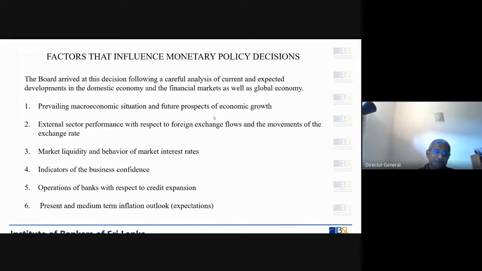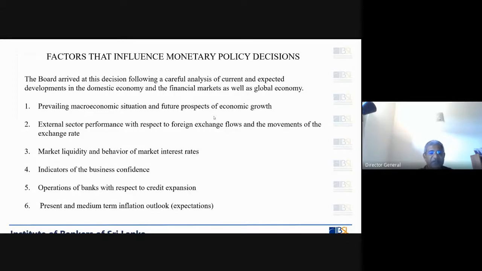External sector performance with respect to foreign exchange flows and movements of the exchange rate. The same thing, as I said. Market liquidity and the behavior of market interest rates. They look at what is the liquidity situation, what is the behavior of market interest rates. They look at indicators of business confidence. This is about the investors' feelings about the near future. The statistics department of the central bank conducts a business confidence survey. When we discussed the departments, you may remember, the statistics department collects data related to the real sector, and also they conduct a business confidence survey and a purchasing managers survey, just to get an idea about what the business community thinks about the coming future. So accordingly, they can decide whether the economy is going to slow down or heat up and take decisions accordingly.